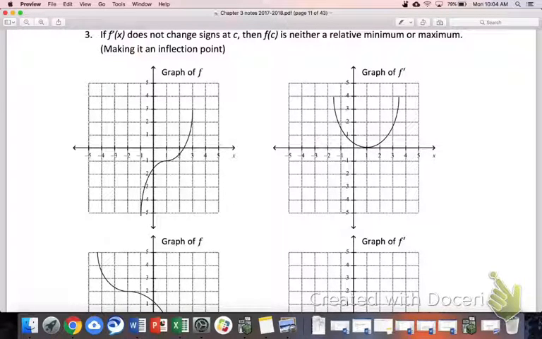I know that is one of Mr. Kirchner's favorite words. Chapel, is an inflection point? Yeah, okay, some of you are paying attention.